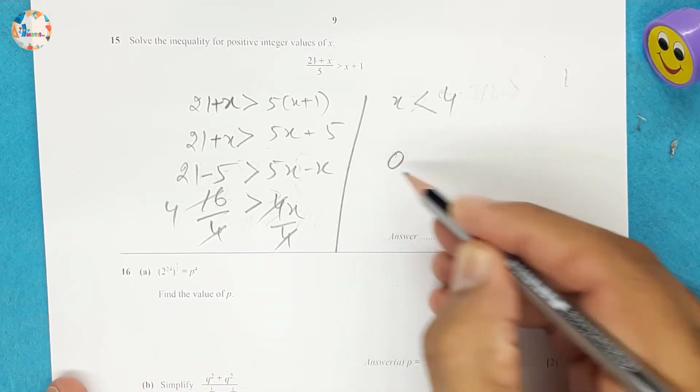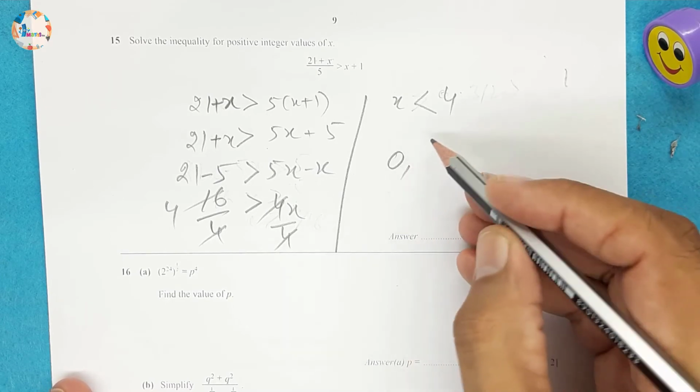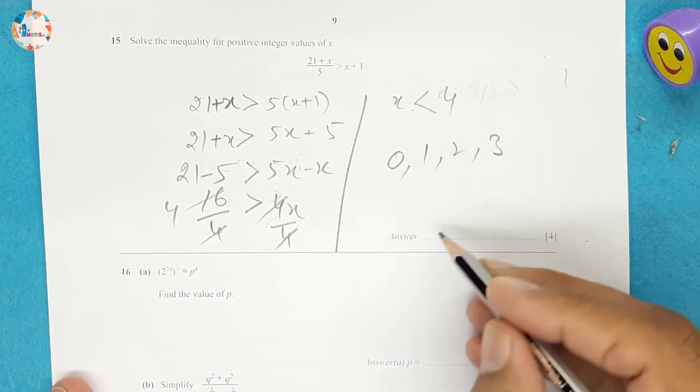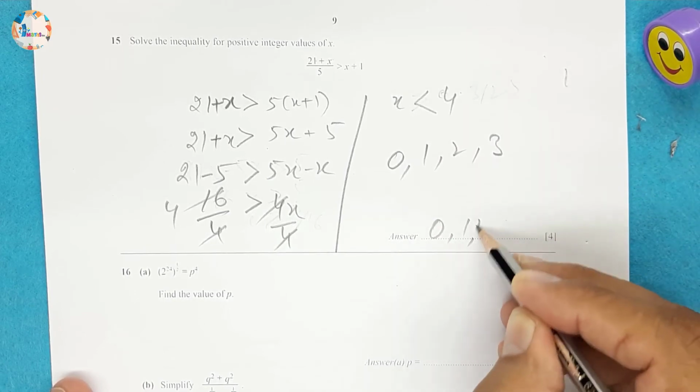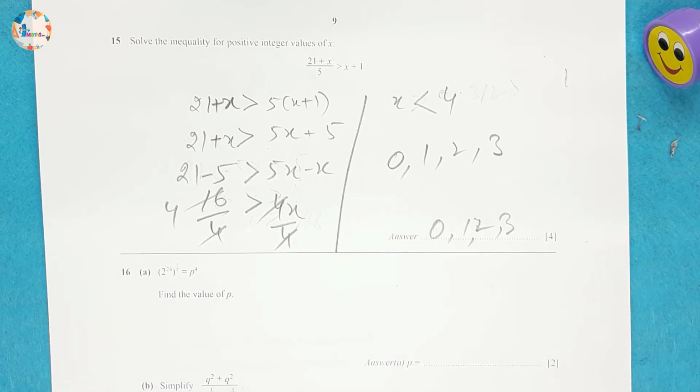So positive values less than 4 are what? 0 is basically a positive value here. Also you can include 0, 1, 2 and 3. So we can write 0, 1, 2 and 3. Basically these are the values which you can mention.